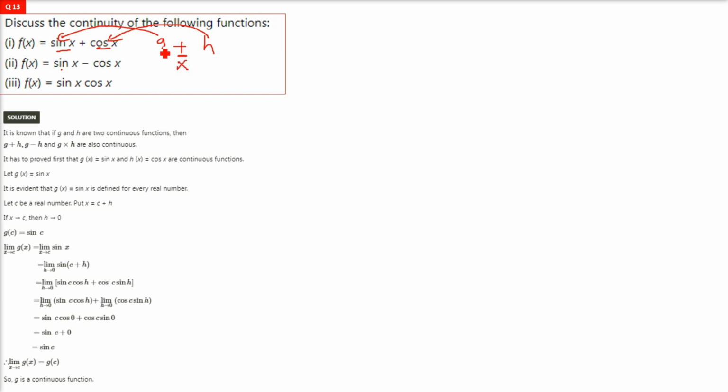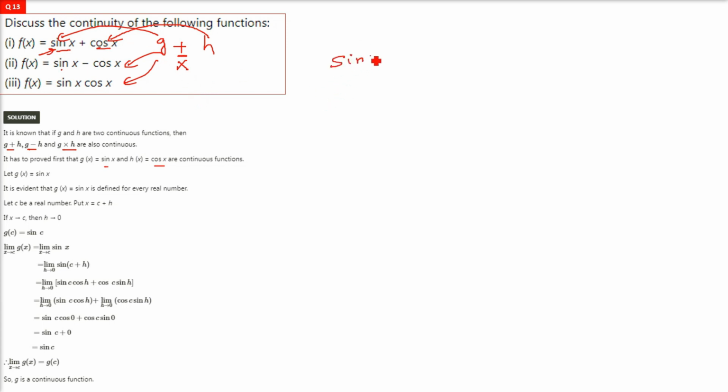So sin x and cos x by themselves they are continuous. But we are doing these operations, g plus h, g minus h and g into h, on these two. So how do we know that cos x and sin x are continuous? Because if sin x and cos x are continuous, then the operations should be continuous. So the operations on the two functions are continuous, but are these functions by themselves continuous? That we have to see.